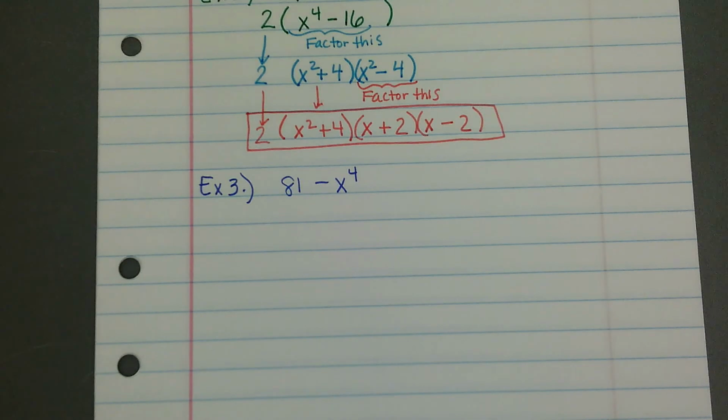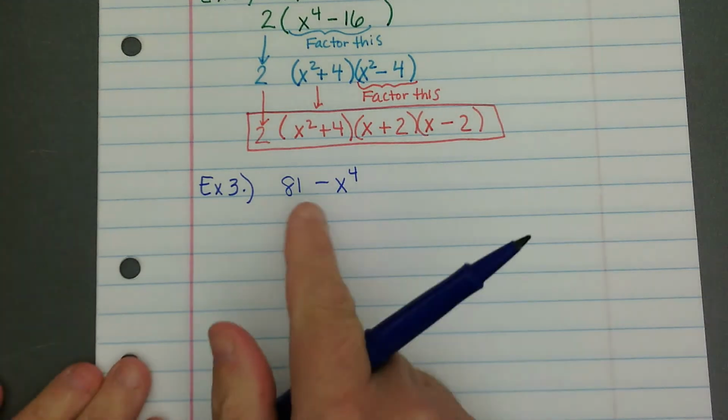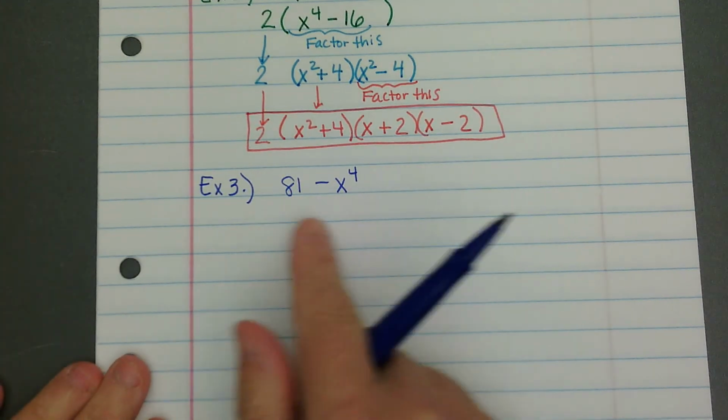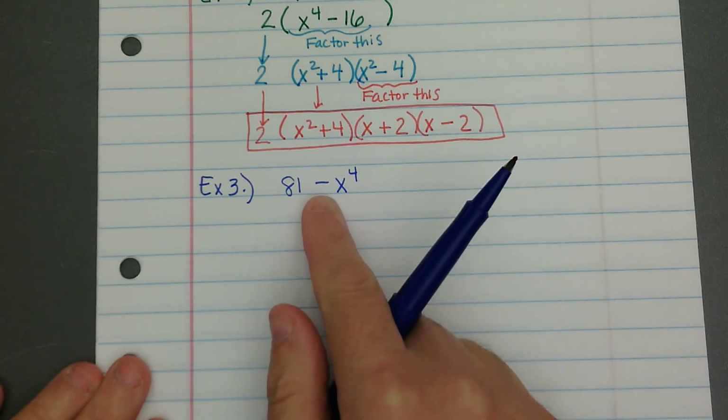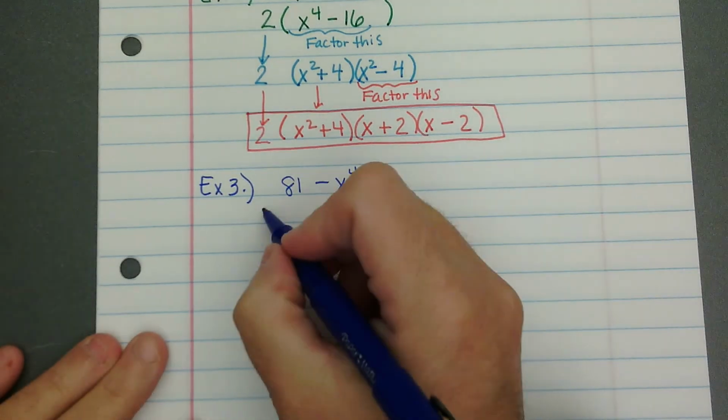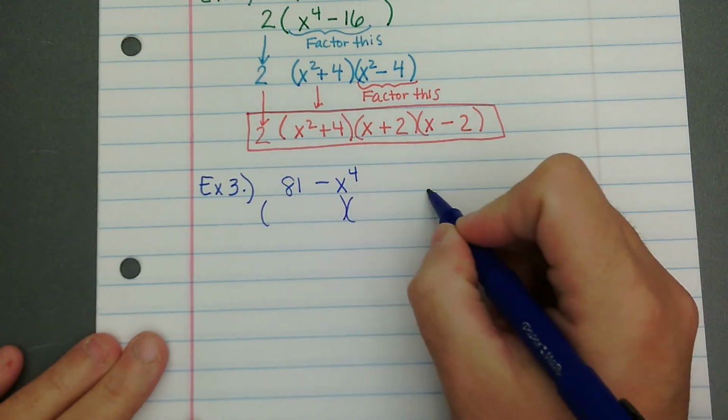Last example. Looks simple enough, 81 minus x to the fourth. But this one doesn't have a GCF. I don't see a GCF. And sometimes that happens. Sometimes there isn't a GCF. And in which case, you've got to go to plan B. Plan B is, all right, it's got two terms. Is it a difference of two perfect squares? Can I take the square root of 81? Yes. Is my exponent on my variable even? Yes. Is there a minus sign? Yes. All right, so we're going to start this one with a difference of two perfect squares.